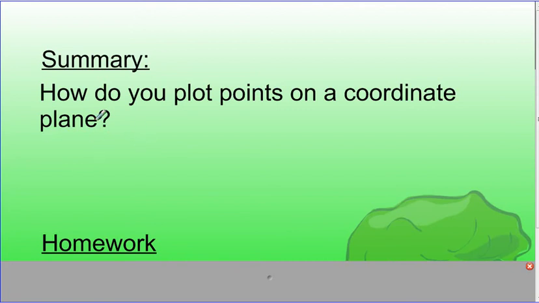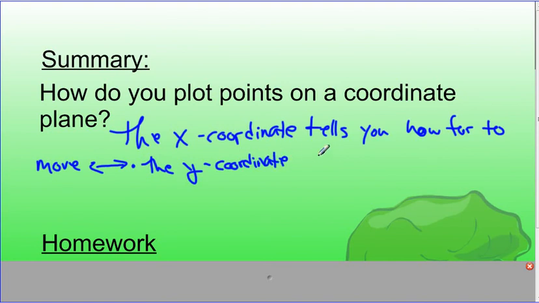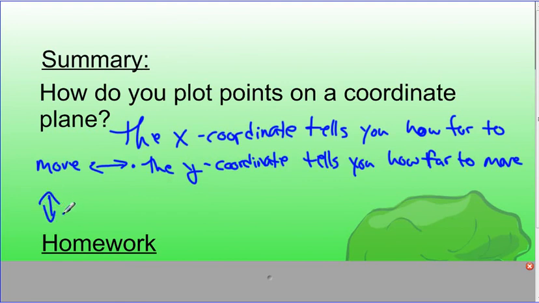Okay. You should have something like: the x coordinate tells you how far to move left and right. The y coordinate tells you how far to move up and down. So 3, -4, you'd go 3 in x, -4 in y.